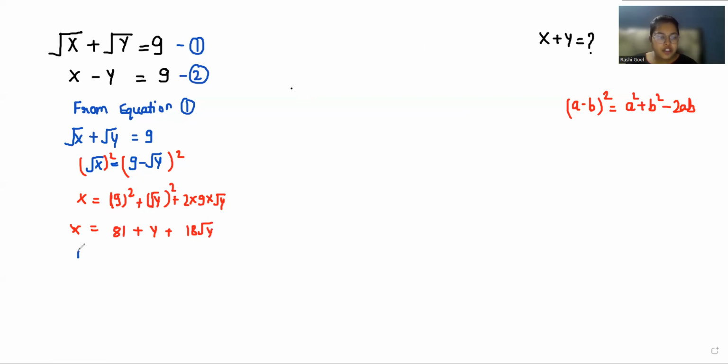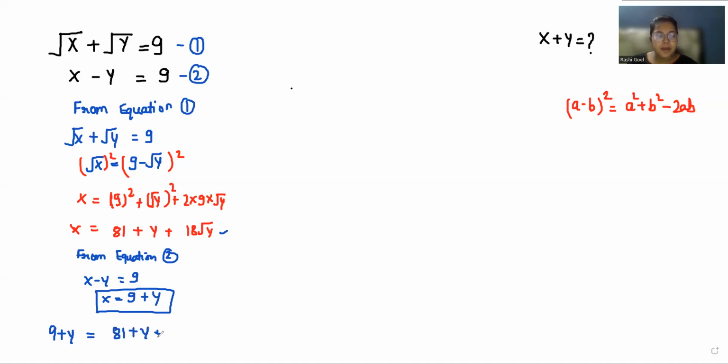Now from equation second, x minus y is equal to 9. So x is equal to 9 plus y. So I'm going to put here in place of x, 9 plus y is equal to 81 plus y plus 18 root y. So 9 plus y minus 81.